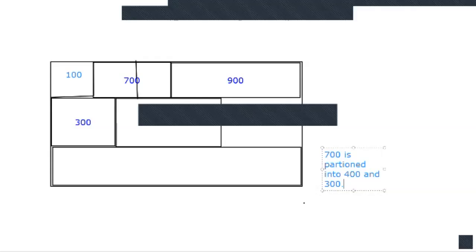This one shows fragmentation. Allocated memory may be slightly larger than requested memory. This difference in memory is called internal fragmentation. What is internal fragmentation? Unused memory that is internal to a partition.